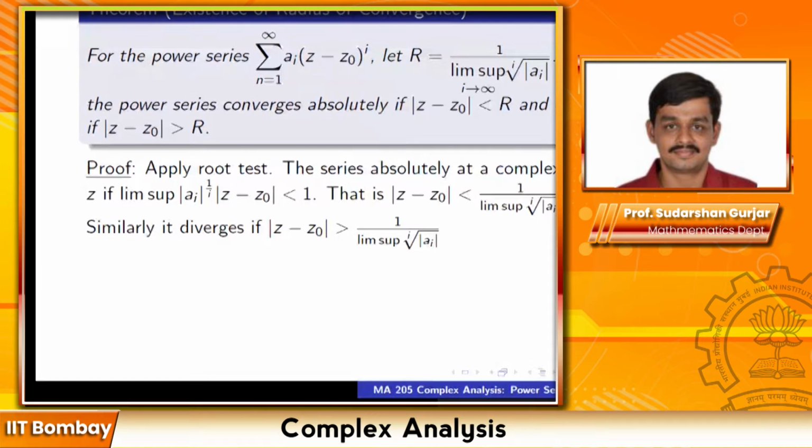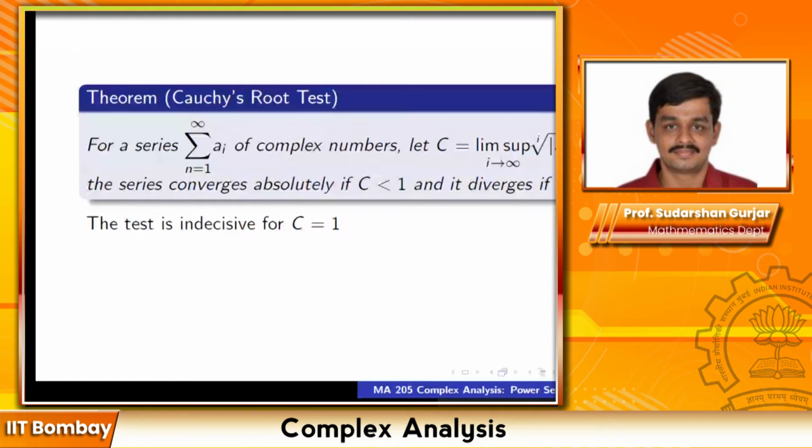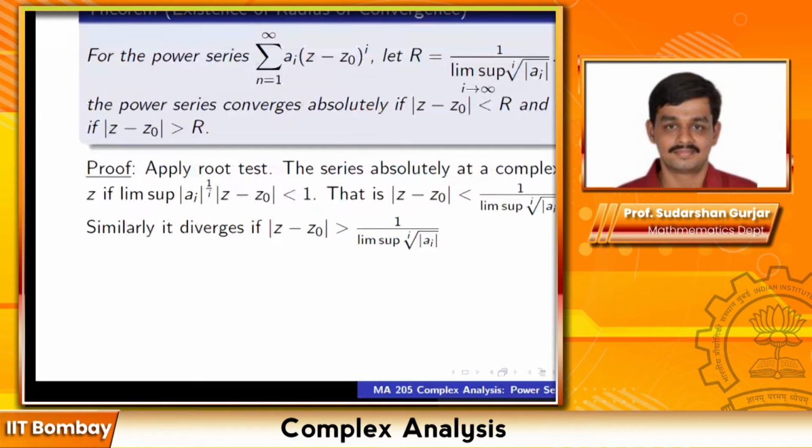Yeah, anybody any doubts? Yeah, so let us maybe go back to the root test for a minute in case you have forgotten. So this was the root test for a series summation a_i. Take lim sup of mod a_i raised to 1 by i. Then if this is less than 1, it converges absolutely. If it's more than 1, it diverges. This is what we are using. But now instead of summation a_i, we have summation a_i (z minus z naught)^i. So I'm just blindly applying the root test to this series.